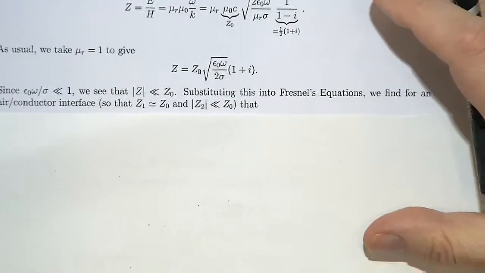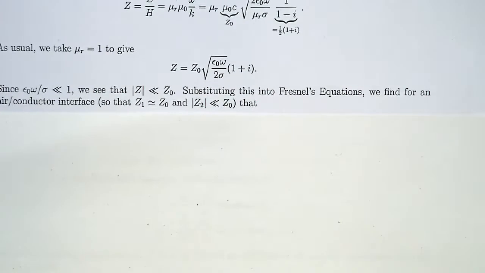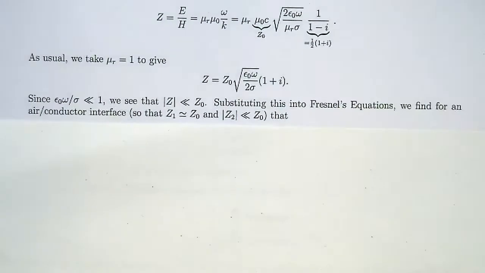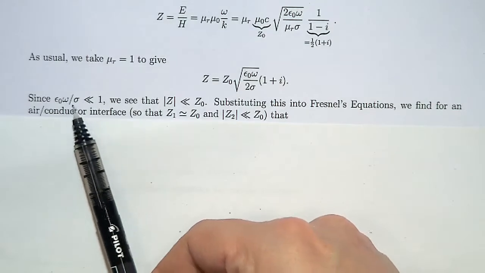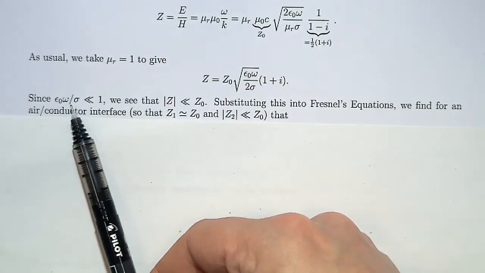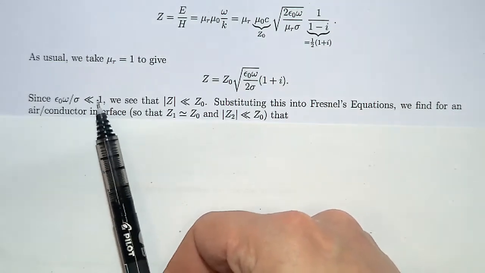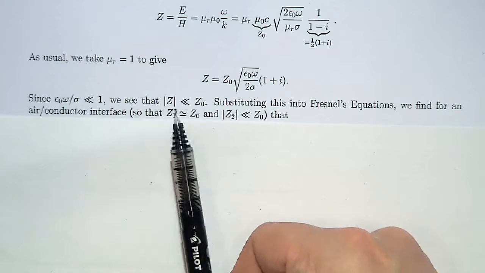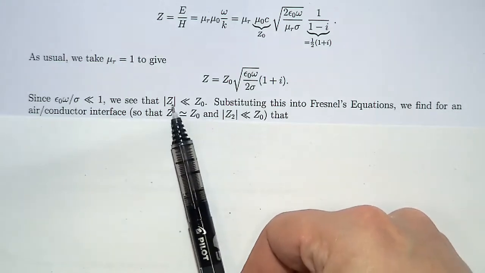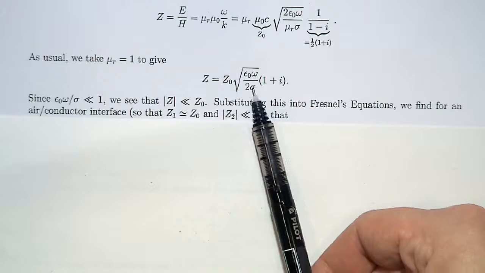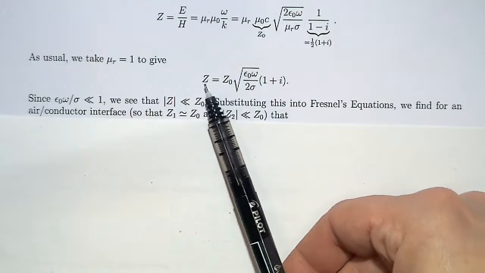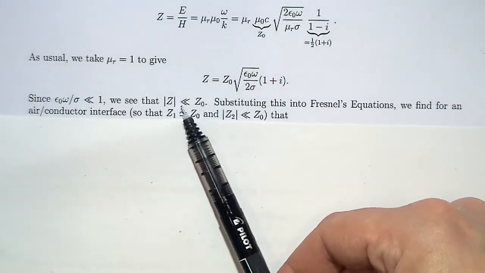Now, let's try that Fresnel equation again. So we had the theta i, theta t, and we had the z values. But let's look at what those will look like when we put them into the Fresnel equations, where remember that our situation for a conductor was that sigma was much bigger than epsilon naught omega. That's our condition for it being a good conductor. And therefore, because this number here is much smaller than 1, we see that the impedance of a conductor is much lower than the free space impedance.